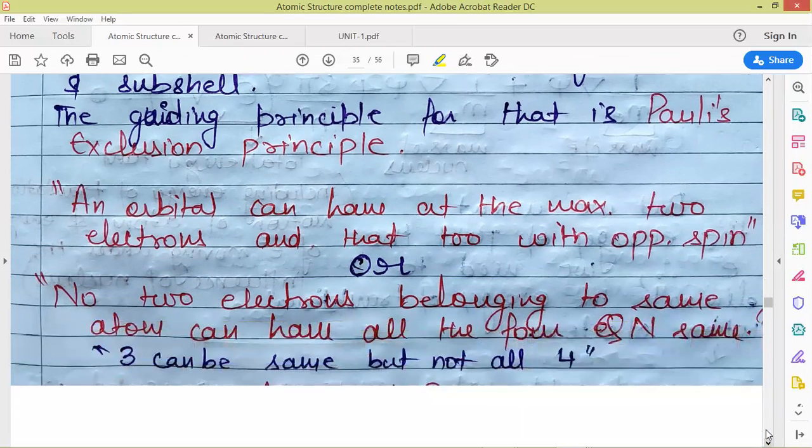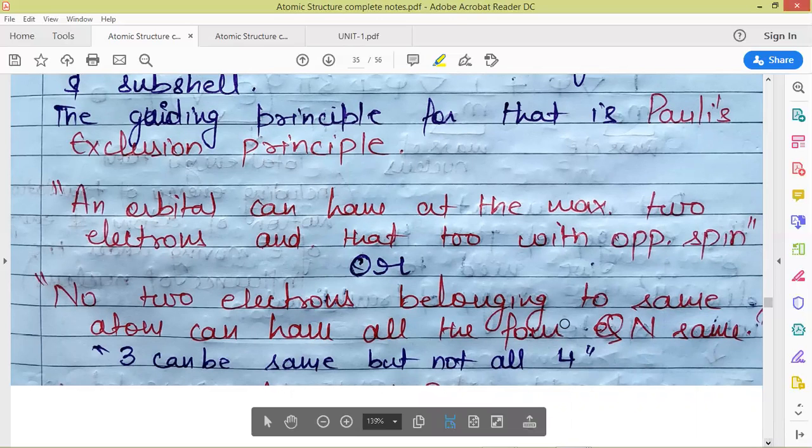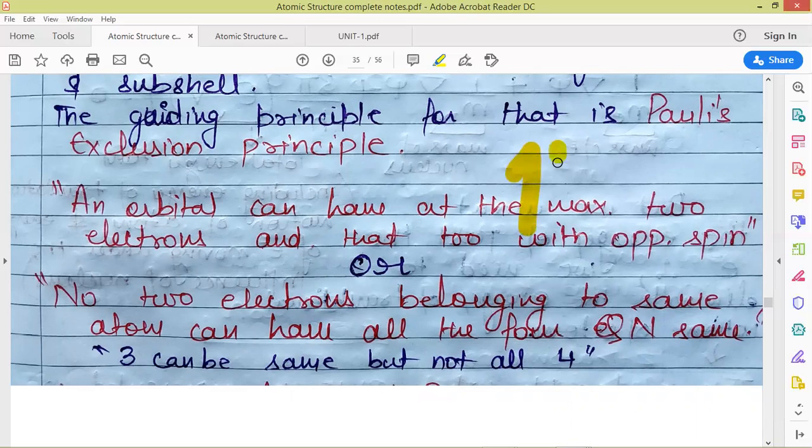Pauli's exclusion principle says that an orbital can have at the max 2 electrons, and those 2 with opposite spin. As we have already seen, an orbital can accommodate a maximum of 2 electrons, but those 2 electrons must have opposite spin. If one is pointing up, then the other must point down. This is how we represent electrons in an orbital.